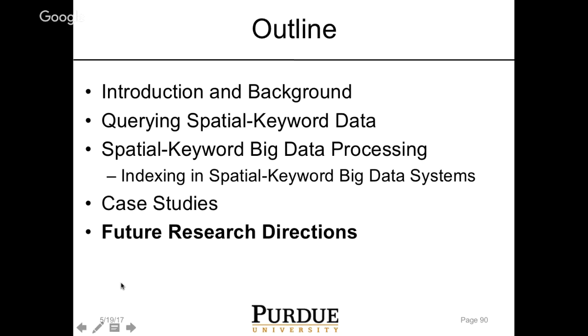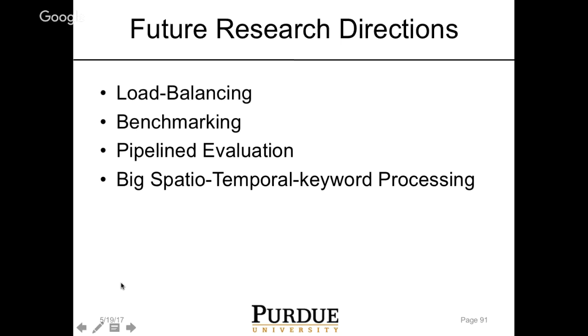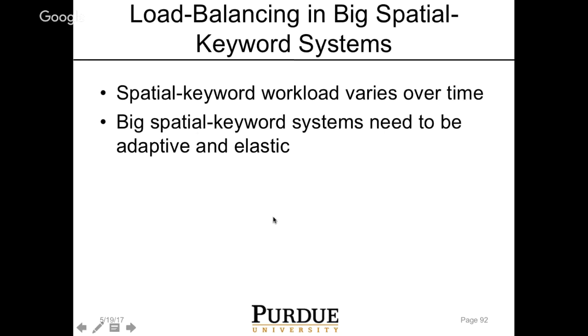Now we are going to move forward to discuss some future research directions in spatial keyword big data processing. Okay, so now we'll talk about the future research directions. And we will cover four fronts: load balancing in spatial keyword systems, benchmarking, pipelined evaluation and query processing, and then big spatio-temporal keyword processing. So we'll start with load balancing.